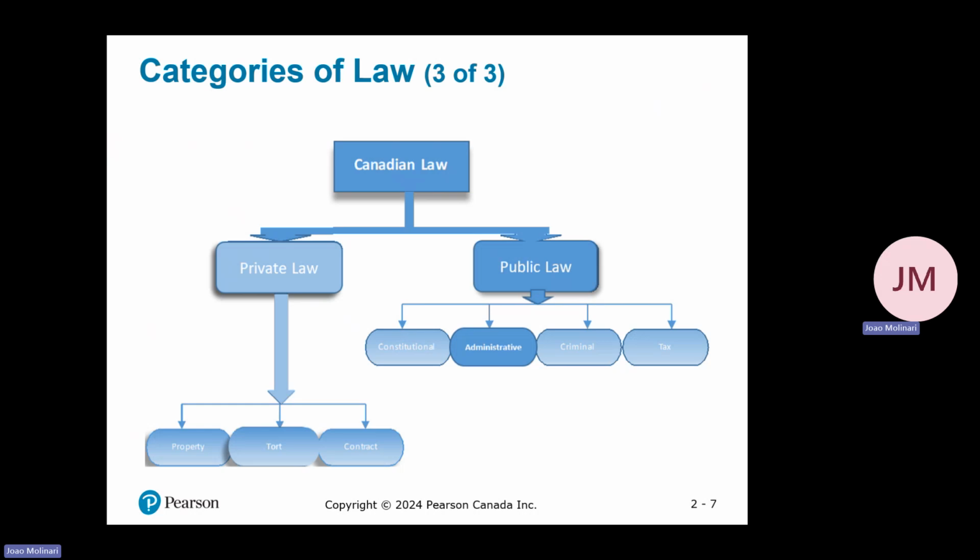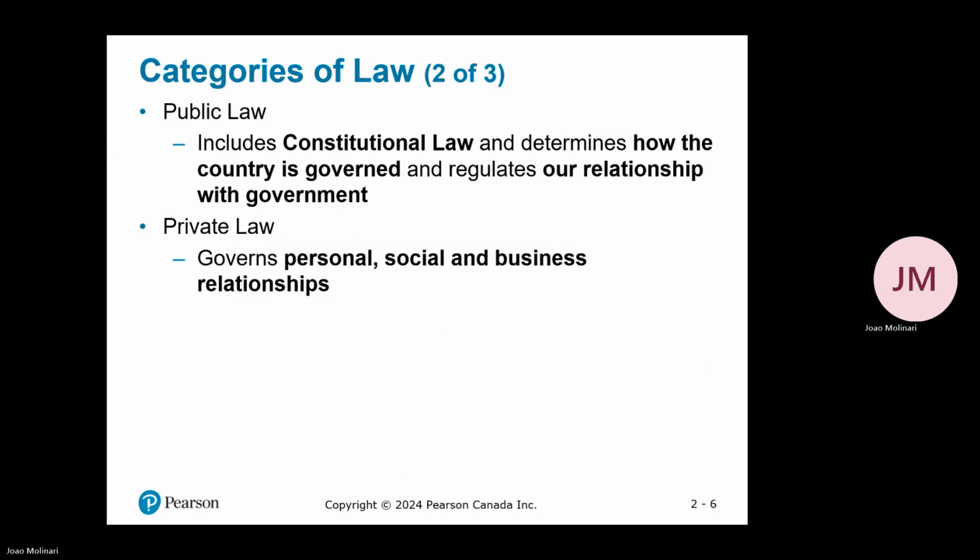Constitutional, I mentioned already. Administrative law. So let's say if you want to start a new business, you need a business licensing. You have to apply for a business licensing with the municipality. So that's administrative law. Or there's human rights too, criminal law, tax law. So those are examples of public law. Public law involves the government, or what the government can do and cannot do. That's public law.